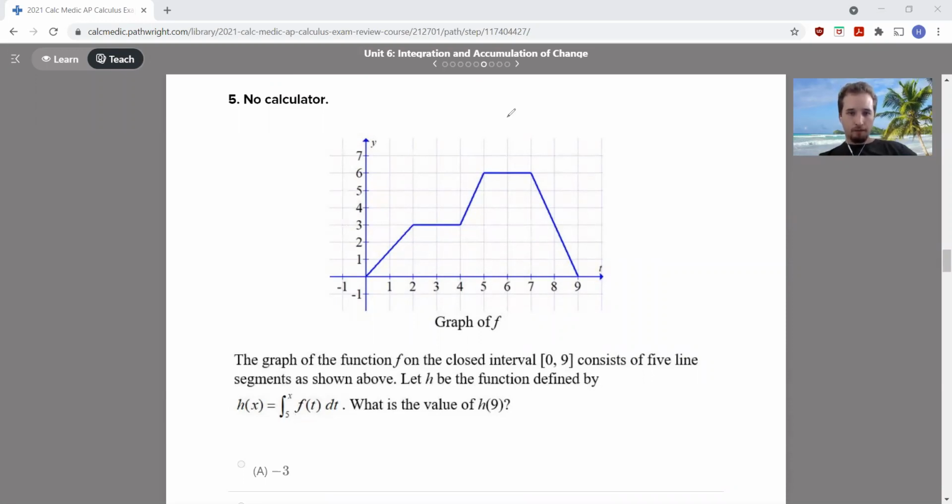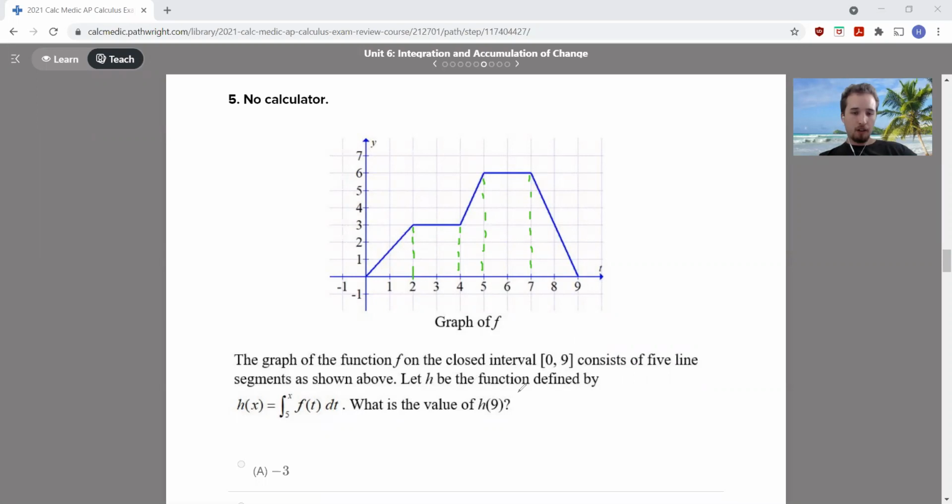Okay, so we're given 5 line segments. So we can actually break this up into exact areas we can calculate. And we can calculate these areas using formulas for rectangles, triangles, and trapezoids. But let's see what they actually want. Okay, closed interval, 5 line segments.